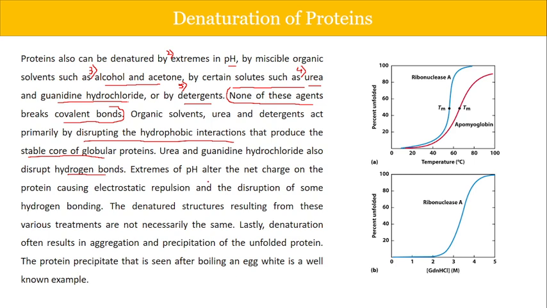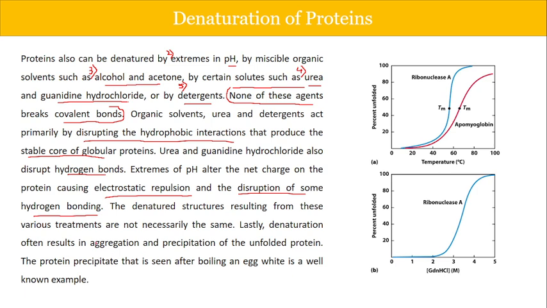Then pH can alter the net charge on the protein, causing electrostatic repulsion and the disruption of some of the hydrogen bondings. How each of these factors affects or denatures your protein is given over here. Now, these denatured structures resulting from the various treatments may not be the same.